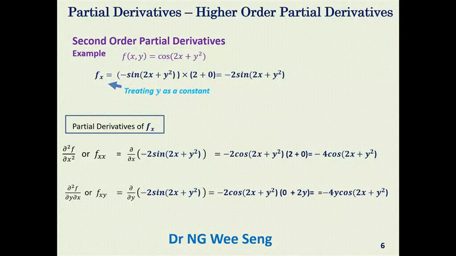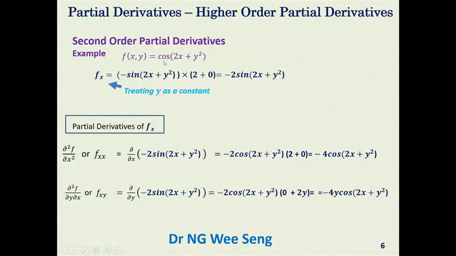Let's look at one example. Here the function f is a composite function, cosine of 2x plus y squared. Our job is to find all the second order partial derivatives. So obviously we have to first find the first order partial derivatives. Let's first work on fx.